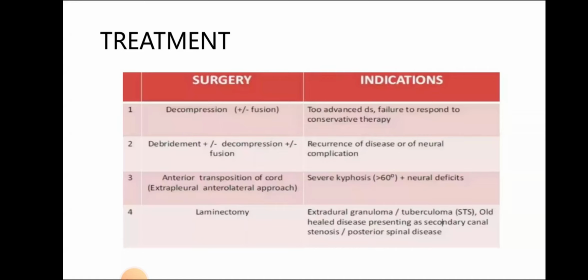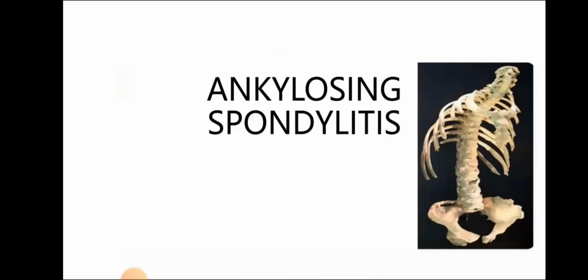And surgical treatment, mainly it can be decompression, debridement and decompression, or anterior transposition of the cord, and laminectomy. These are the different surgeries told. So that is about Pott's spine.